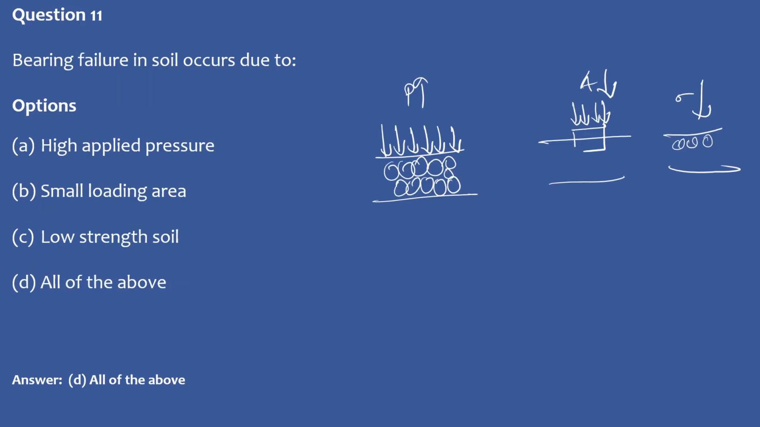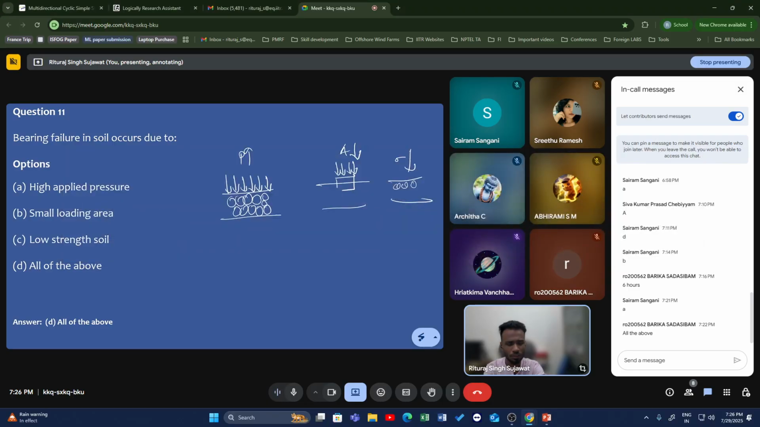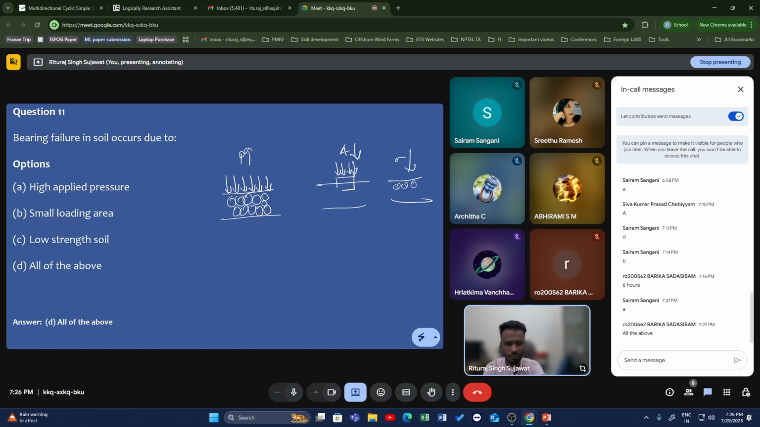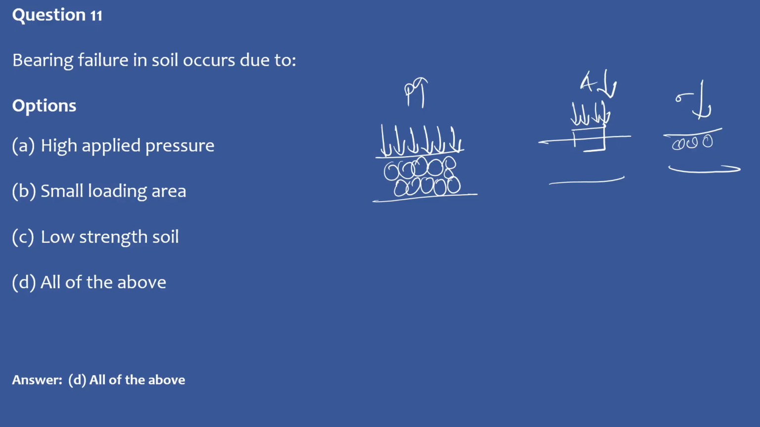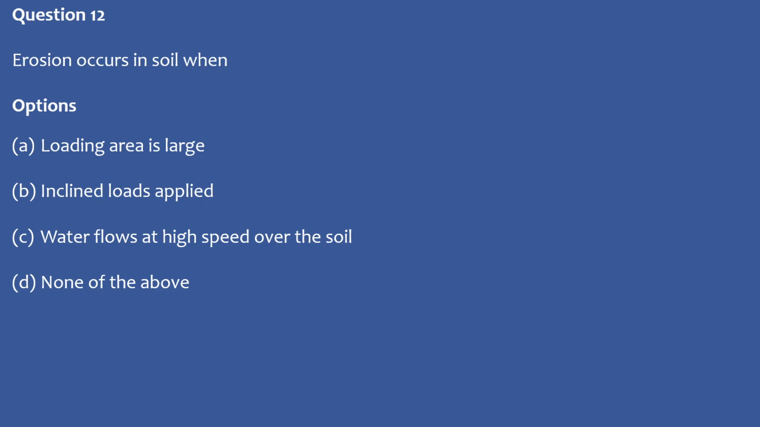So any doubt in this, guys? Question number 11 was straightforward. All of the above, all the factors can lead to the failure of your soil matrix. Okay, if not, then let's move to question number 12. So, in what case does erosion occur in soil?